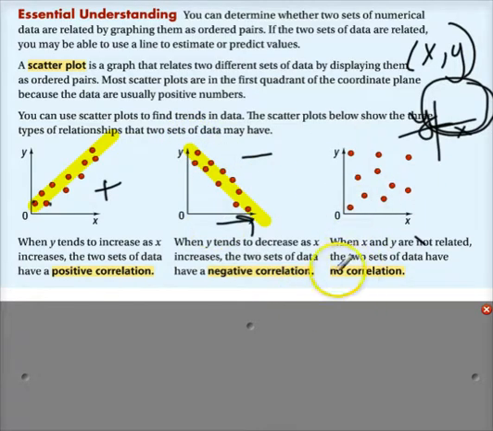And over here, we call this no correlation. Our data and our ordered pairs are very sporadic and all over the graph, so there's really no correlation. We can't see an up or down effect.